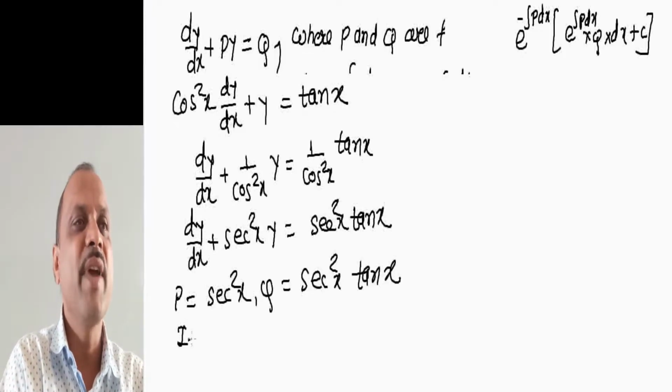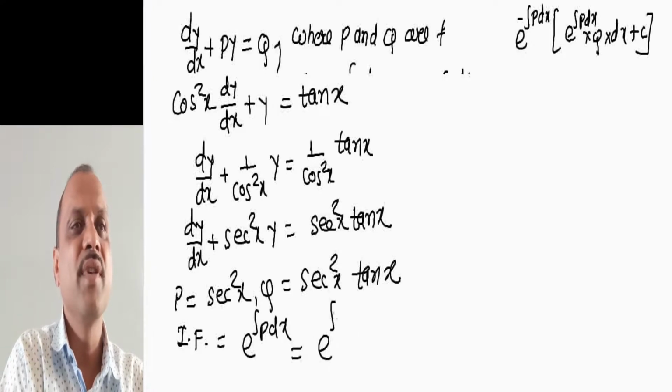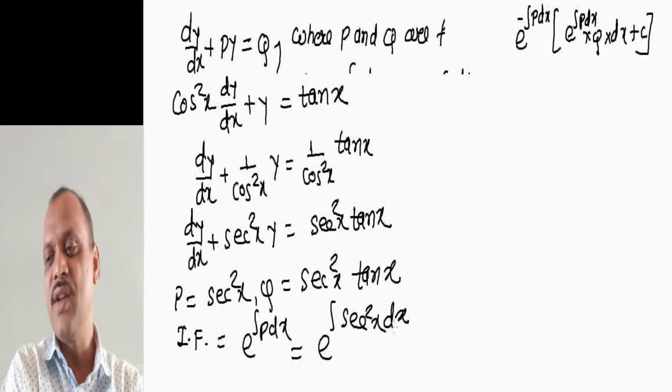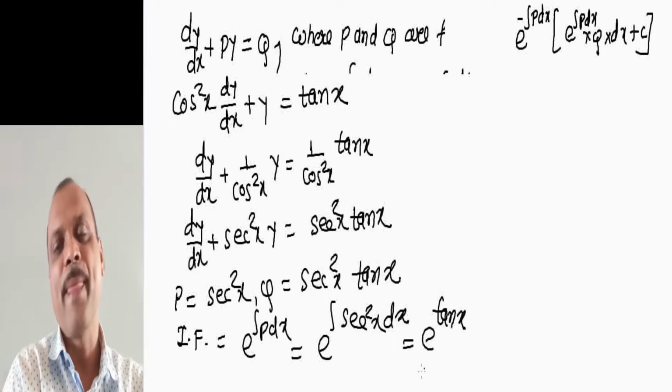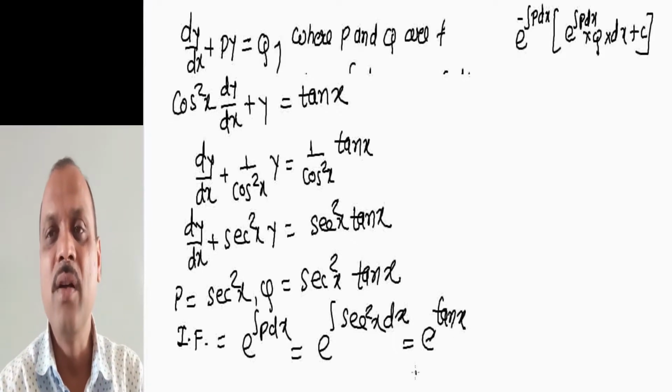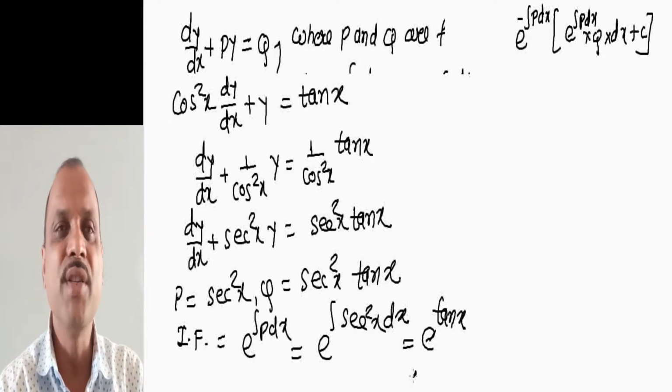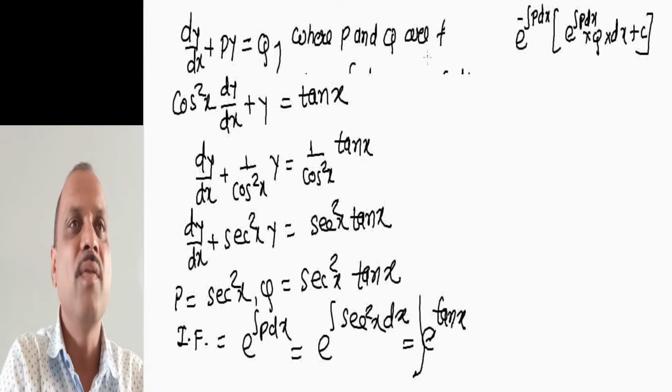So integrating factor equals e raised to integration of p dx, that is integration of sec square x dx. The derivative of tan x is sec square x, therefore integration of sec square x is tan x, so the integrating factor is e raised to tan x. Now what is the solution?